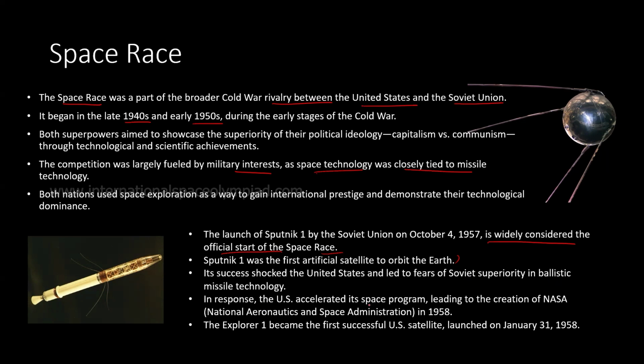In response, the US accelerated its space program, leading to the creation of NASA. And in response to that, they launched their first satellite, Explorer 1, that is here in this picture. The first successful US satellite, launched on January 31, 1958. Okay, so that is how the space race began.